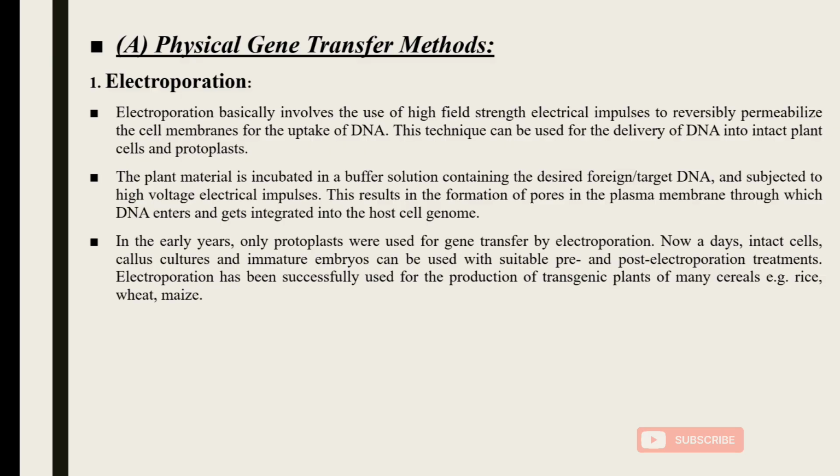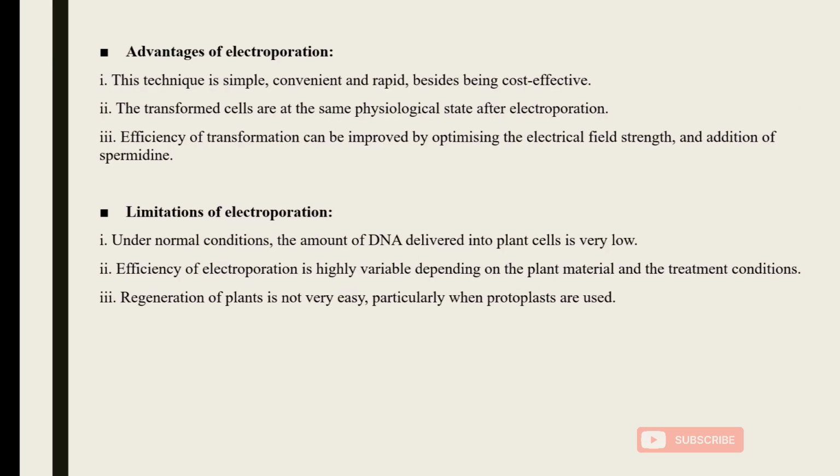These electrical pulses cause the formation of pores in the plasma membrane through which DNA enters and gets integrated into the host cell genome. In the early years, only protoplasts were used for gene transfer by electroporation. Nowadays, intact cells, callus cultures, and immature embryos can be used with suitable pre- and post-electroporation treatments. Electroporation has been successfully used for the production of transgenic plants of many cereals, e.g. rice, wheat, maize.